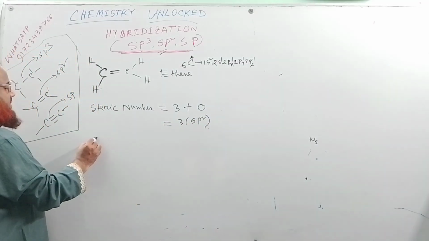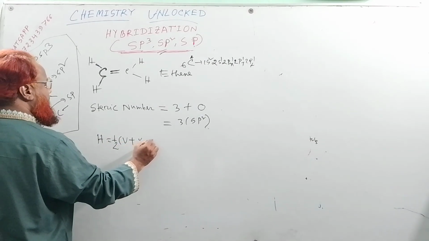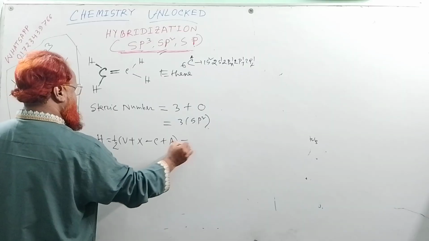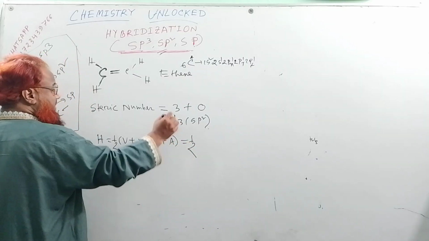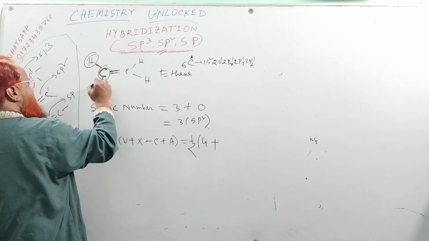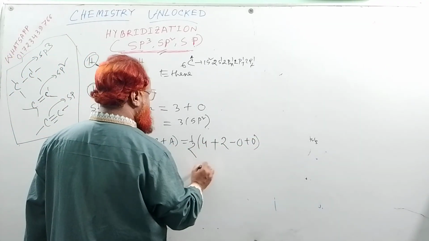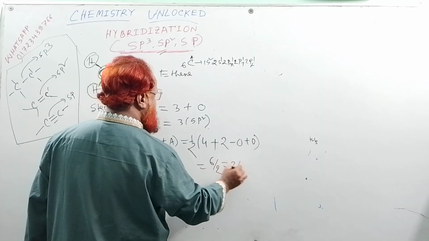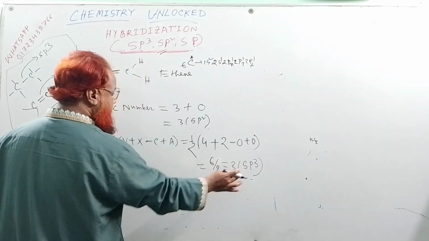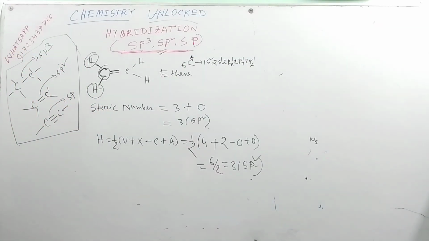And the next formula is H equal to half of V plus X minus C plus A. Half. Valence electron is 4. And the number of monovalent atoms is 2, minus 0 plus 0. That is 6 by 2, that is 3. 3 means sp2. Okay. Now, what will be the diagram?